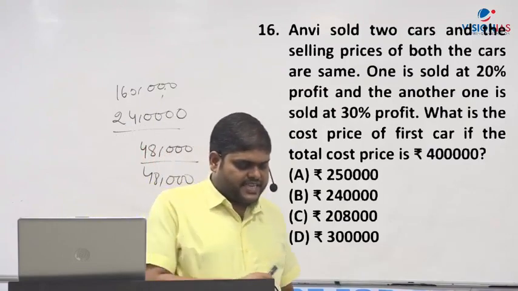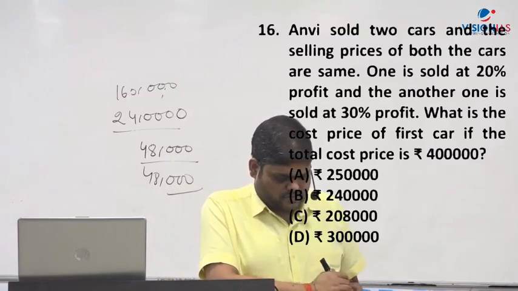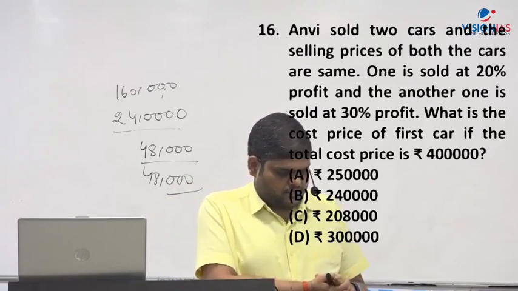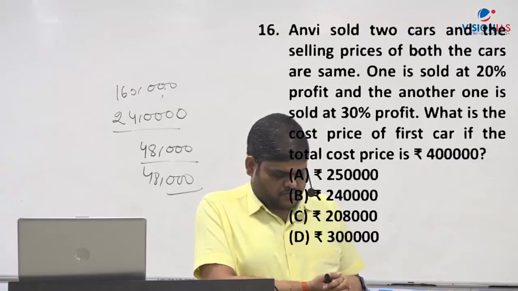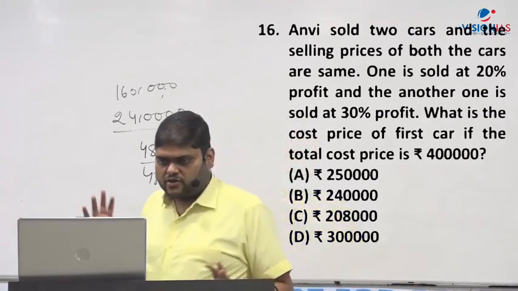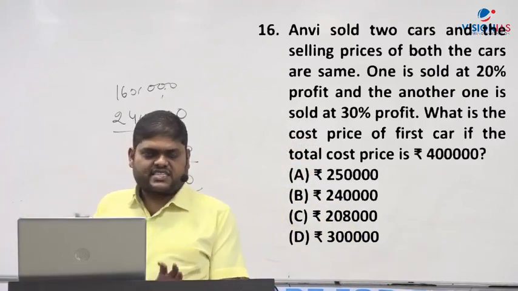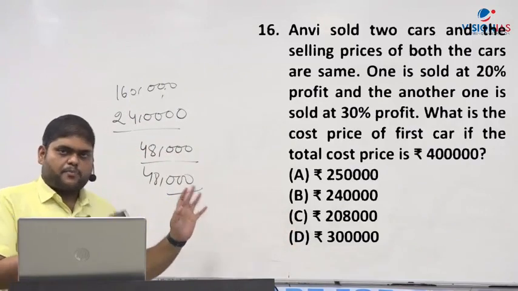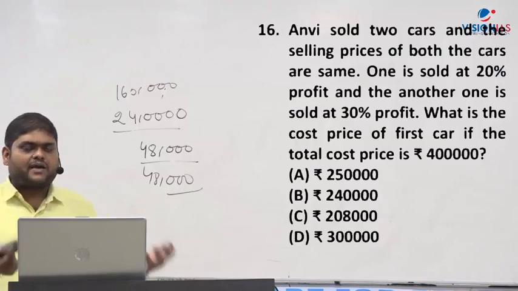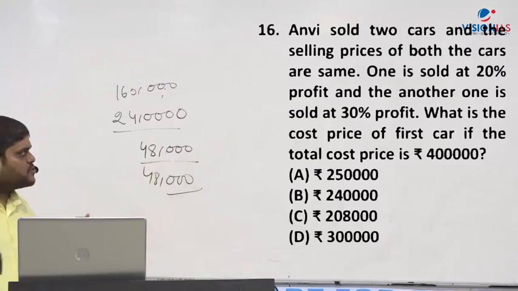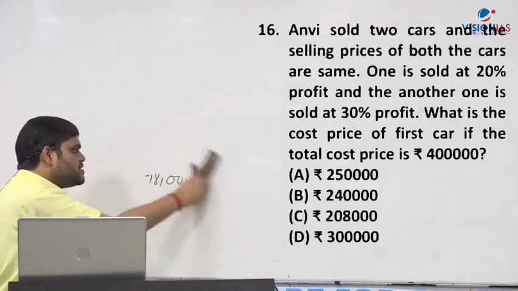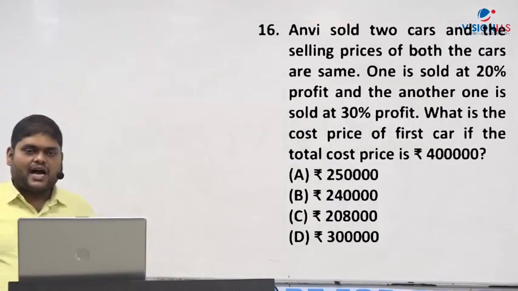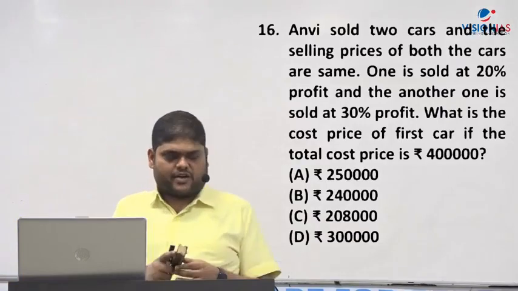Okay, just wait. Let me check the question. Okay, I completely missed the question. I was thinking of some other part, some other question. I was making profit equal, but in the question it was given that the selling price is equal. It is given that the selling price is equal, and what I was doing, I was making profit equal.